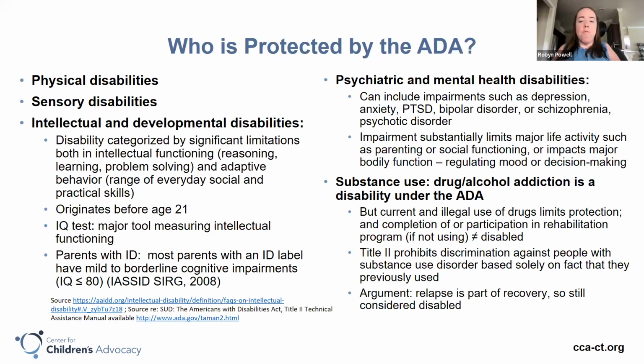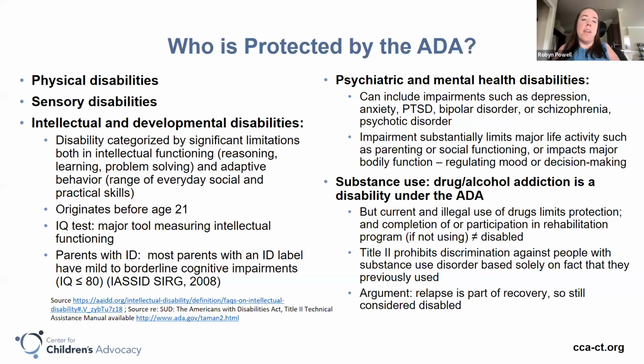So this is just a broader understanding of who is protected by the ADA. As I said, it's very broad. It covers people who have physical disabilities and people who have sensory disabilities. That would be someone who maybe is deaf or hard of hearing, or blind or has low vision, anyone with a speech disability, anything that affects their senses.